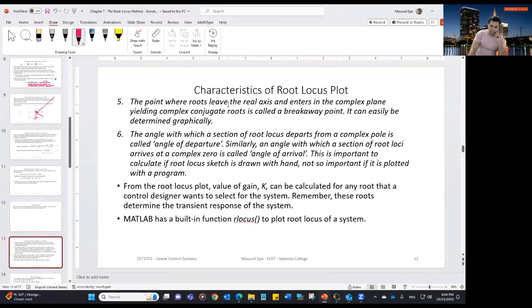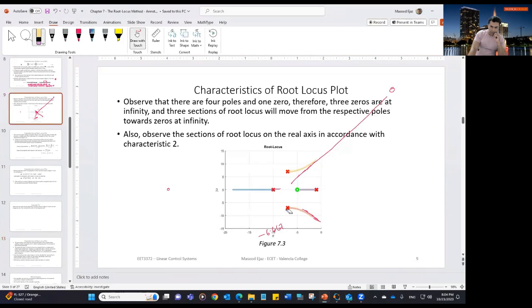The point where roots leave the real axis and enter the complex plane, yielding complex conjugate roots, is called the breakaway point, and it can easily be determined graphically. Okay, so what is the breakaway point?